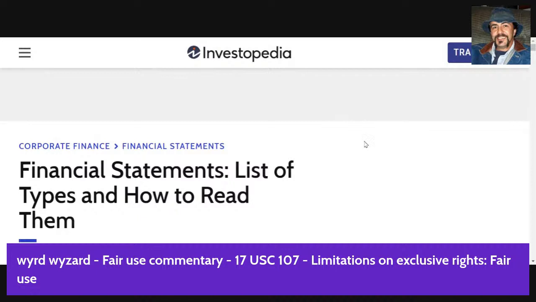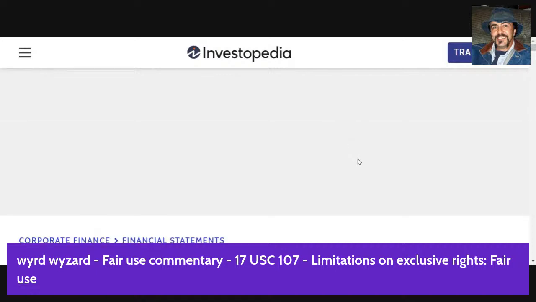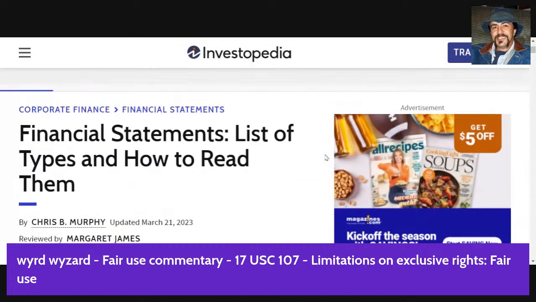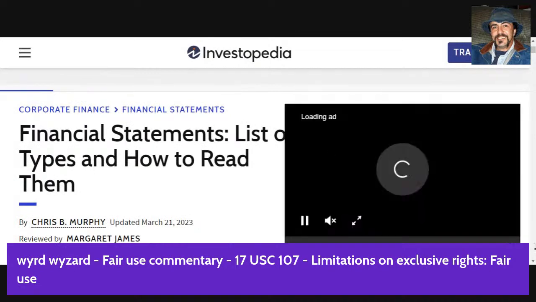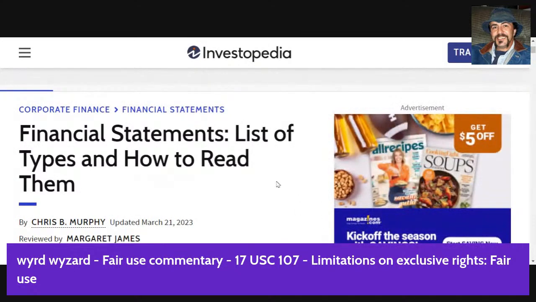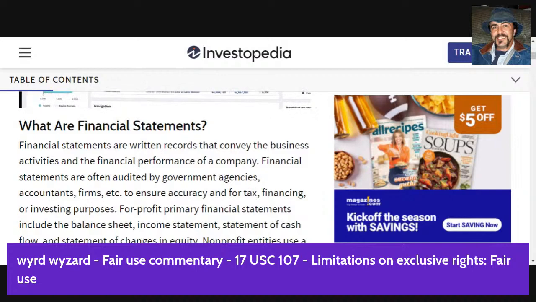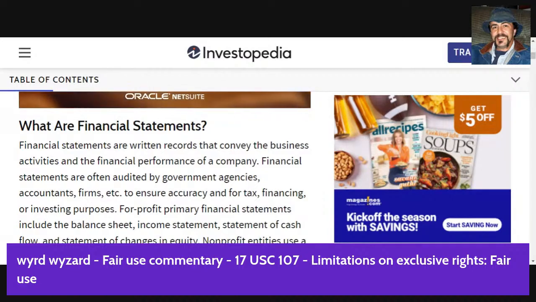Next one, financial statements. List of types and how to read them. Remember, folks, it only has certain information on there, and there's additional information that needs to be exposed to certain individuals for those corrections that imply that you're some kind of contract officer.